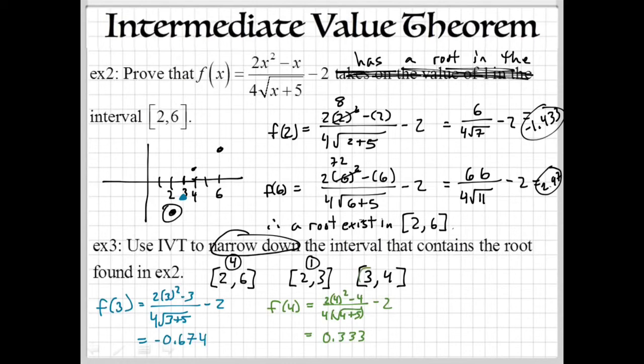So now when we plugged in that one, we got a negative. When we plugged in that one, we got a positive. That means we know that the root still exists between this interval. So that's our answer for this question, because we just had to narrow down the interval. Hope that helps.